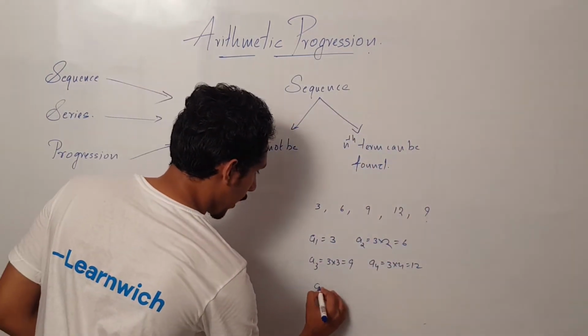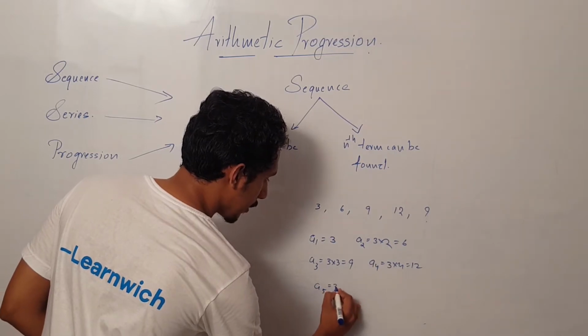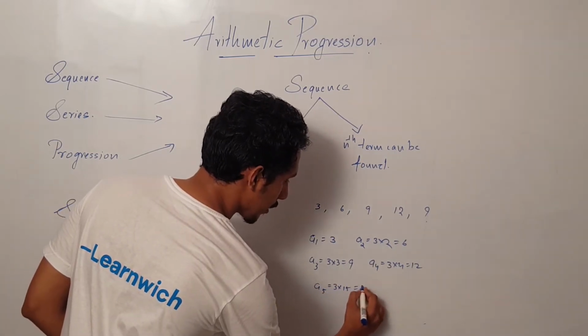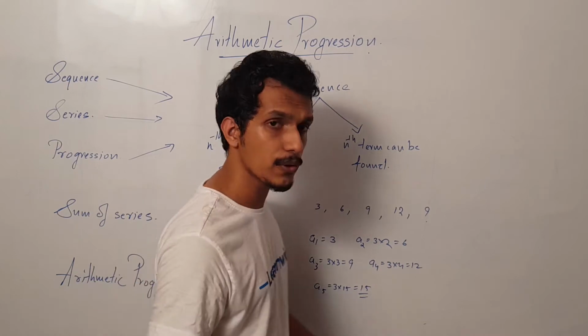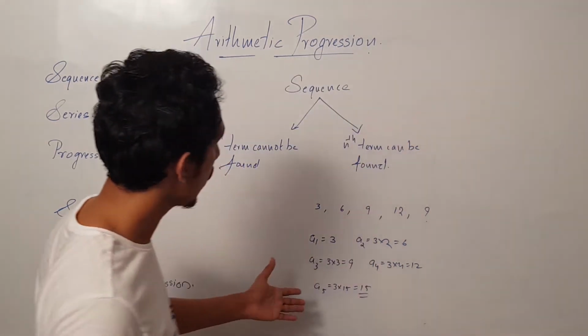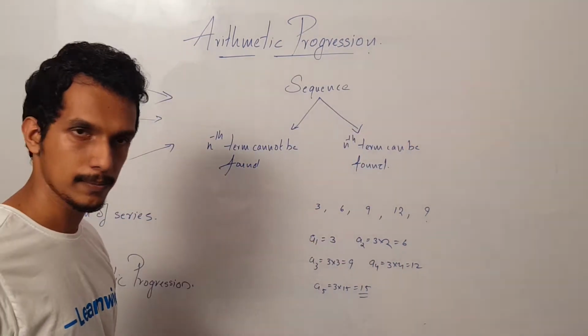You can simply put A5 is 3 into 5. The answer will be 15. That is easy for you to understand. You can easily calculate what the nth number will be.